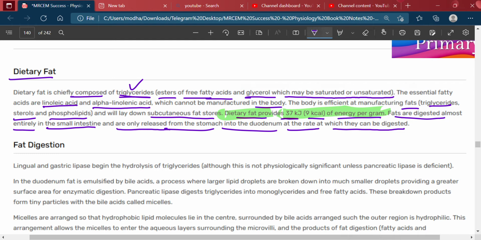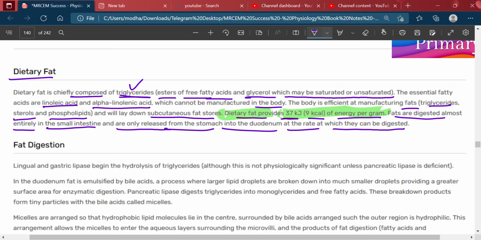Fats are digested almost entirely in the small intestine and are only released from the stomach into the duodenum at the rate at which they can be digested. So we will see the fat digestion.